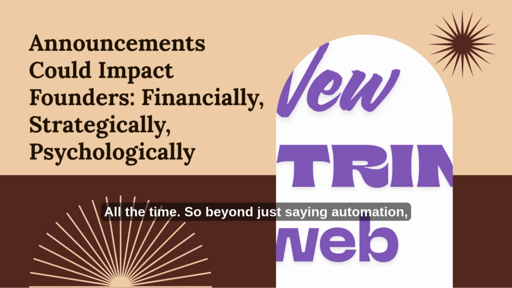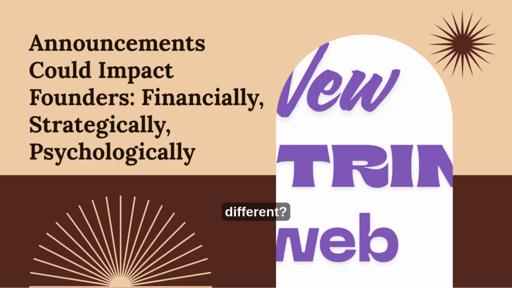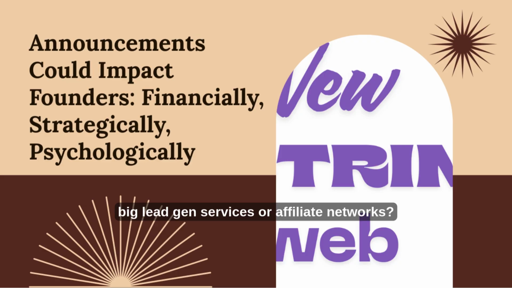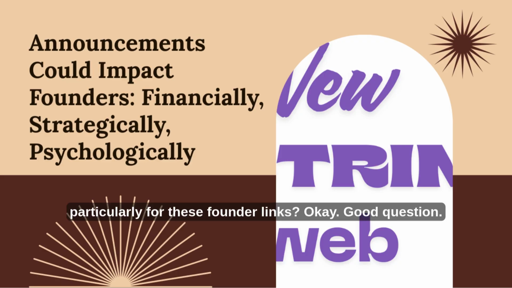All the time. So beyond just saying automation, what makes this OnPassive AI traffic actually different? Structurally, technologically, is it really distinct from, say, big lead gen services or affiliate networks? What is this AI traffic, particularly for these founder links?